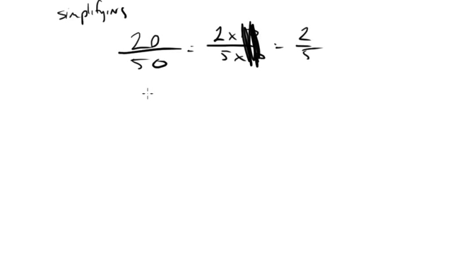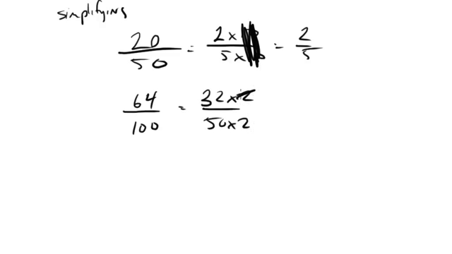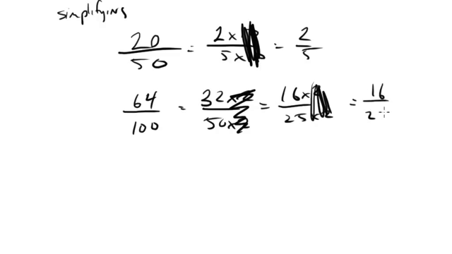How about something a little more complex? 64 over 100. Well, this is just the same thing as 32 times 2 over 50 times 2. So I can get rid of these 2s. Well, this is just the same thing as 16 times 2 over 25 times 2. So I can get rid of these 2s. And is this anything? No, this is it. So 16 over 25 would be the final reduction. We can't reduce this any further.